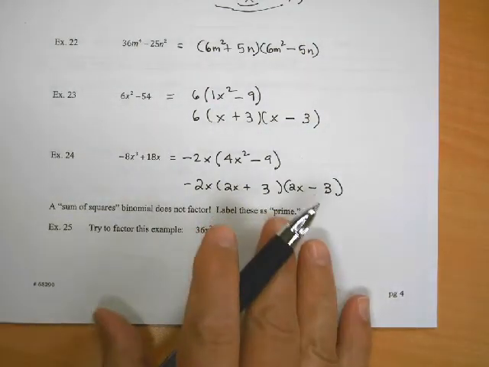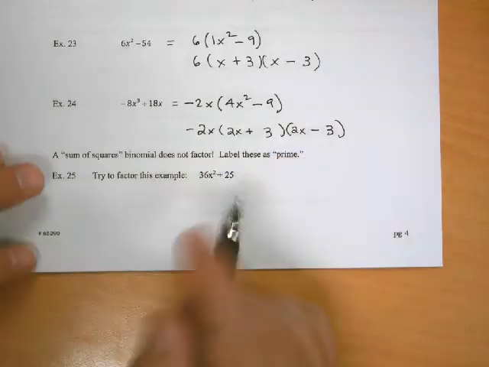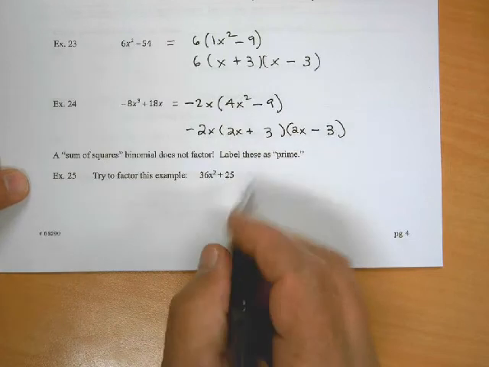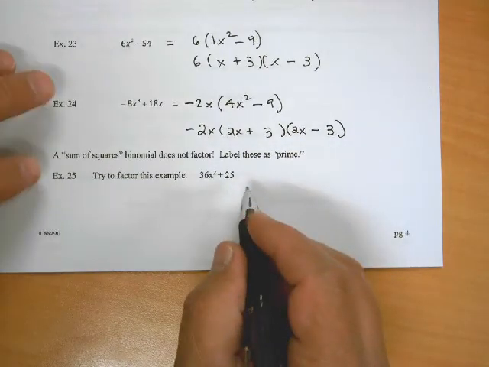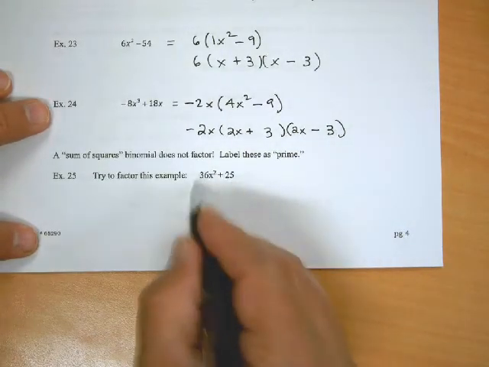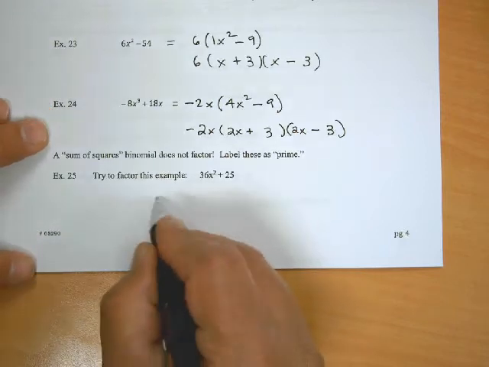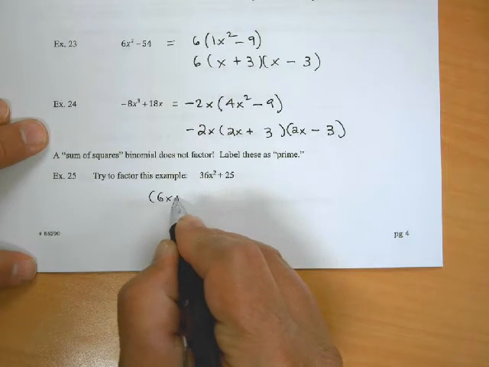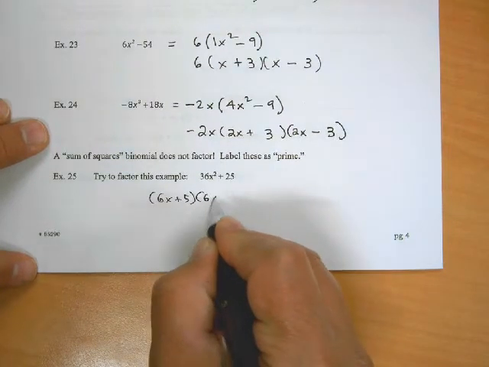Now, it is important to know in this section that a sum, plus sign, of squares doesn't factor. It's prime. So I'm going to show you different ways people attempt to factor this one, but I'm going to show you why they all fail. Some people try to go 6x plus 5 and 6x plus 5. That's probably the most common.